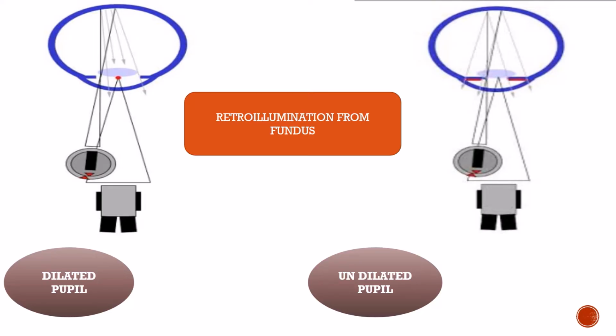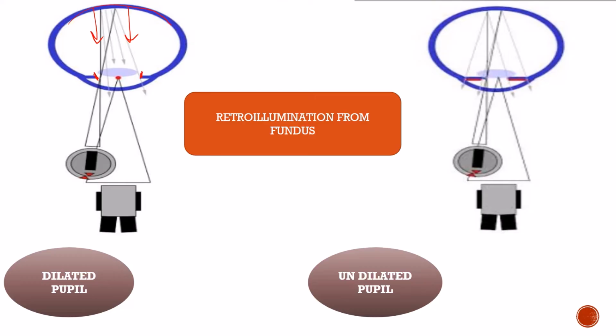Now, again, we can get retroillumination even from the fundus, that means from the retina. So we can project the light back onto the retina, and from the reflected light coming back from the retina, we can observe the structures which are present on the lens or on the cornea. Now, in this first picture, you can see that the entire lens is visible. That means this pupil is actually dilated.